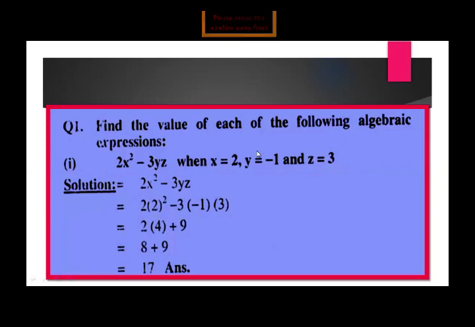Here x is 2. We observe x is 2. So we replace that bracket by 2. Then y equal to minus 1. That is the place of y and z. So we write minus 1 at the place of y and 3 at the place of z. According to the rule, we solve multiplication in the first step. So we do that and write 4 at the place of 2 square because 2 is multiplied by 2. So the answer is 2 into 4.